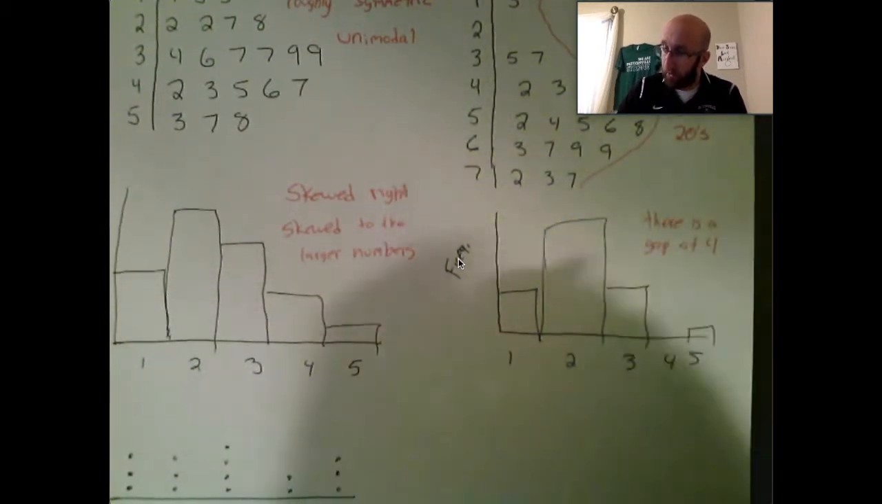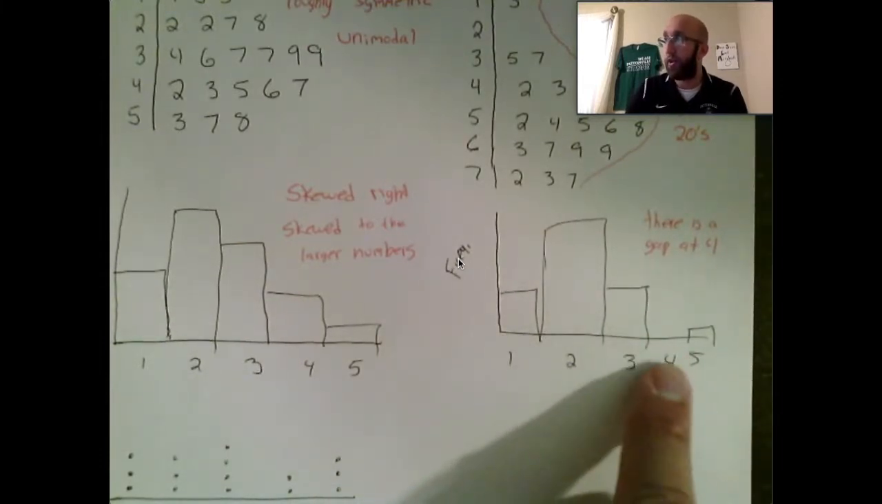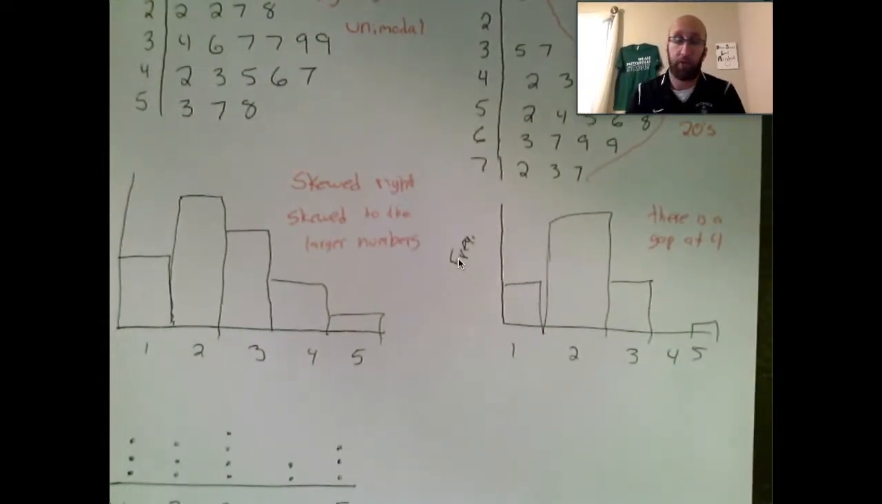What I know for sure is there is a gap at 4. You'll notice I had data at 1, 2, and 3. All of a sudden, nothing is happening at 4, and then I have a data point at 5. So I'd say there's a gap at 4. If you're not really sure whether it's roughly symmetric or lightly skewed, then back off and say, you know what, it's not really clear to me.